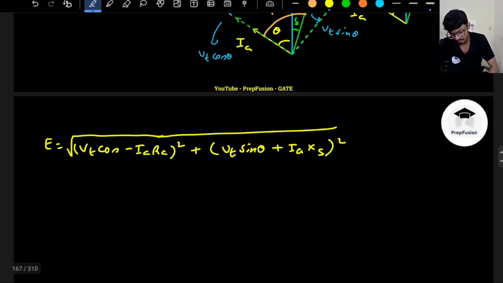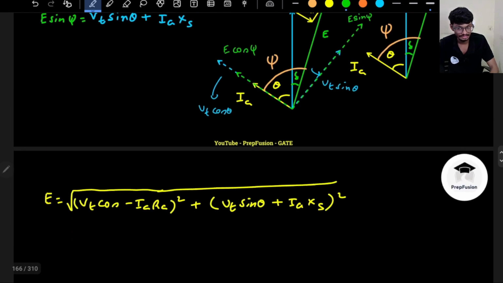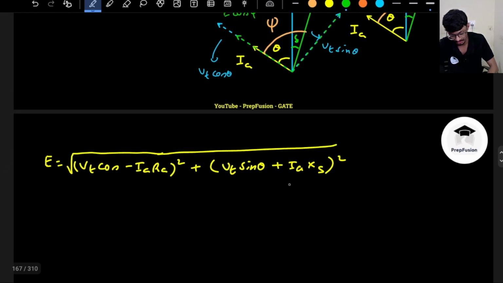Again, intuitively, how can you understand? If my load is leading, that means the synchronous motor is a leading load, which means extra flux is getting delivered. If extra flux is getting delivered, that means E will be higher. That's why the E is higher if the synchronous motor is operating at leading power factor. That is the physical significance. I hope you have understood this point.